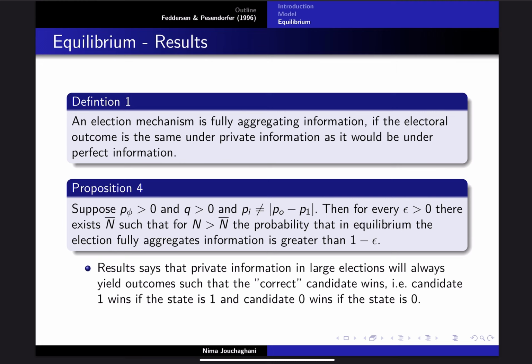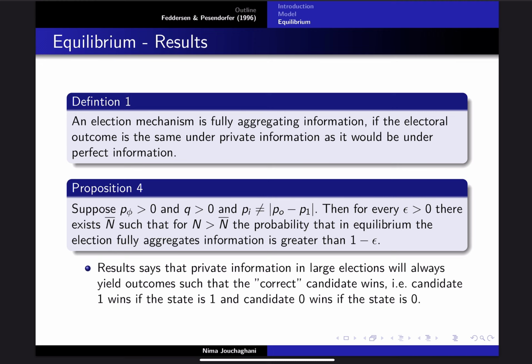There's no uncertainty related to this, because as long as there is information asymmetry, there is a likelihood that one kind of outcome occurs. So a likelihood that uninformed independent voters make wrong decisions. And now what the paper is doing is defining an information aggregation, saying that an election mechanism is fully aggregating information if the electoral outcome is the same under private information as it would be under perfect information.